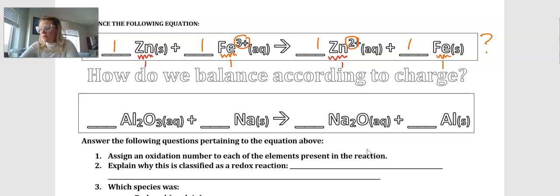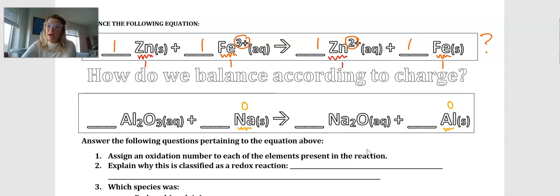So let's go ahead first here and assign an oxidation number to each of the elements present in the equation. This should start to become second nature to you. We've been practicing this all week. So in terms of assigning oxidation numbers, we should start with the easiest, which is going to be anything that exists in elemental form. So in our reactant side, we have pure elemental sodium, and on our product side, we have pure elemental aluminum.